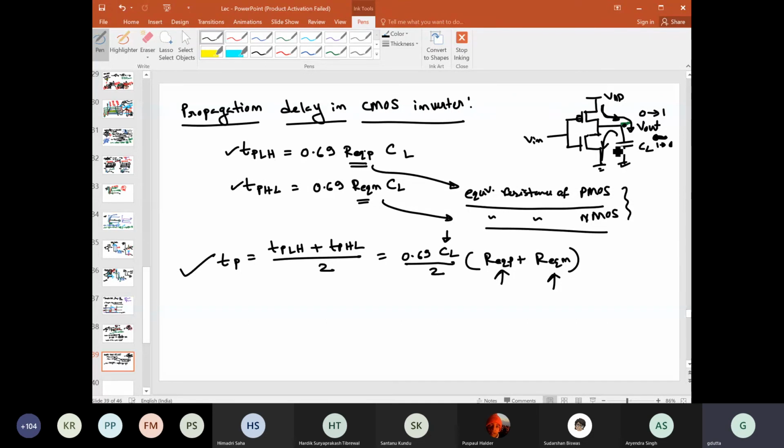So let us start with the average value for this NMOS. Earlier we considered this part, right? Now let us say we are considering the discharging of this capacitor. So the capacitor is initially charged. Now the capacitor has to discharge and you need to find the equivalent resistance for this NMOS.